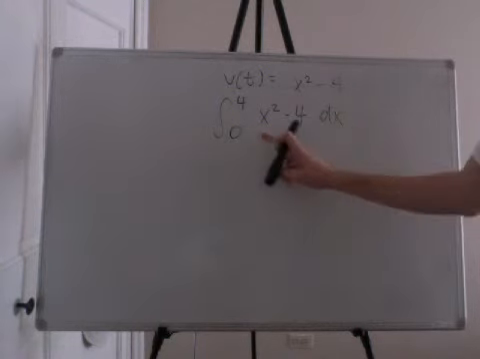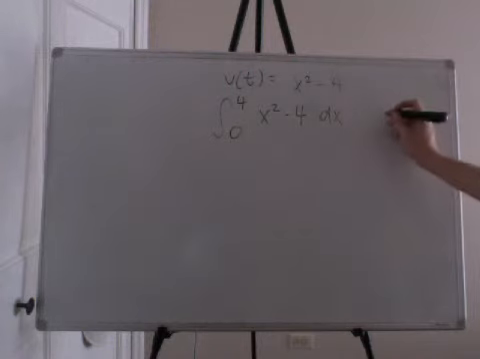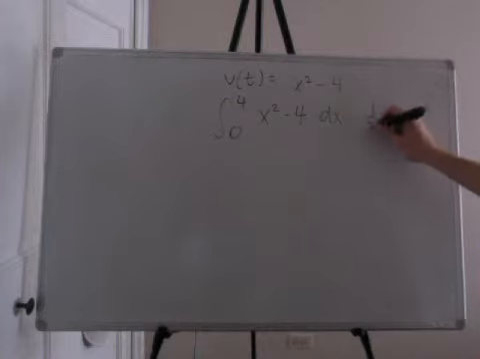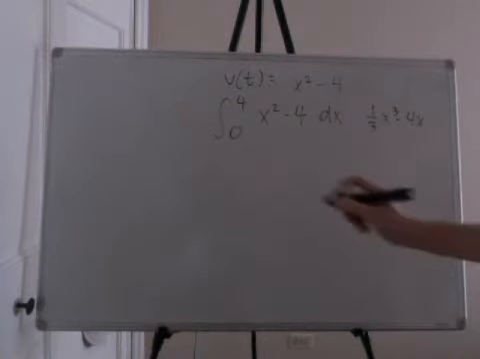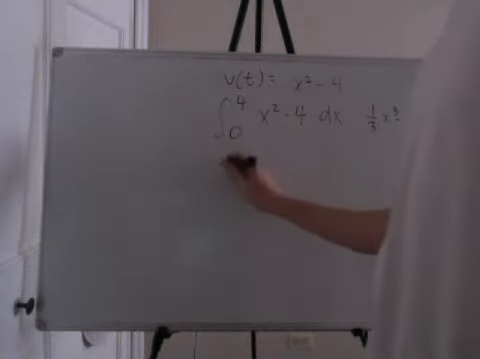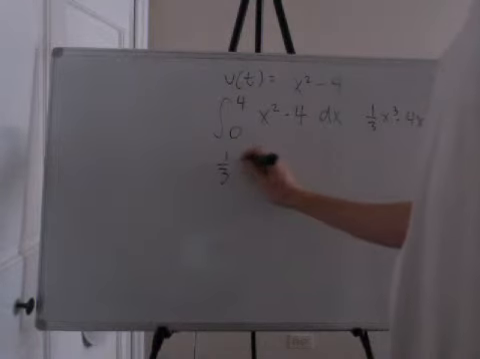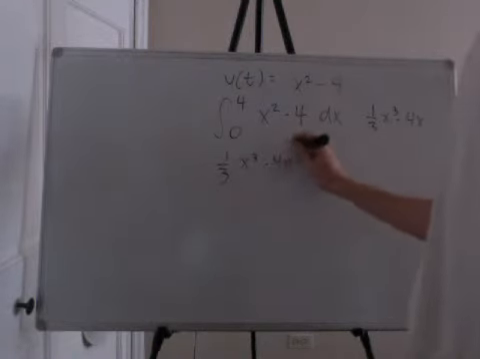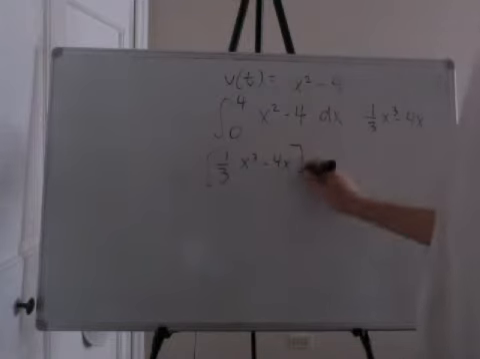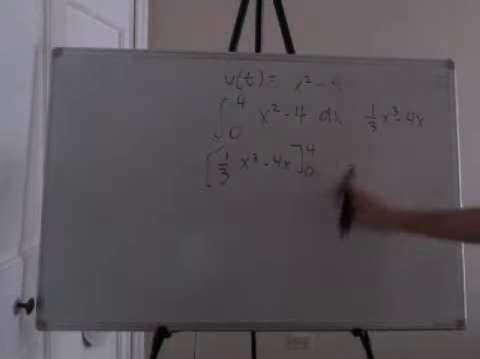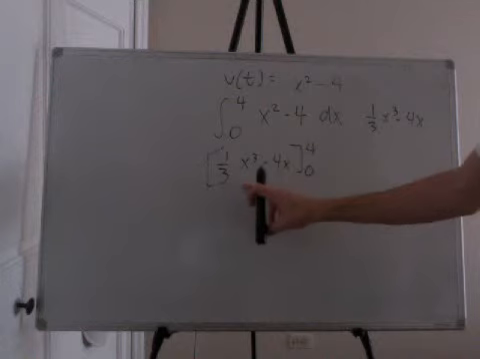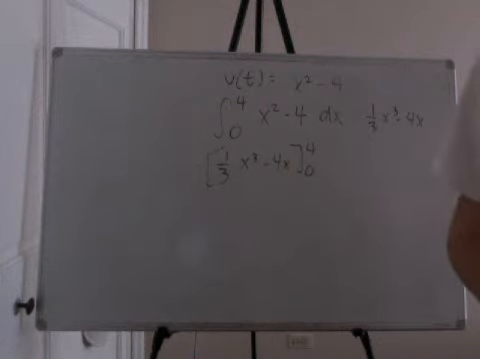Okay, so first off, the antiderivative of x squared minus 4 is x cubed with a 1/3 in front minus 4x. And so the answer to this would just be 1/3 x cubed minus 4x with the brackets around it. Remember this notation, 0 to 4. And then you could plug that in, and you would get what the distance traveled was.